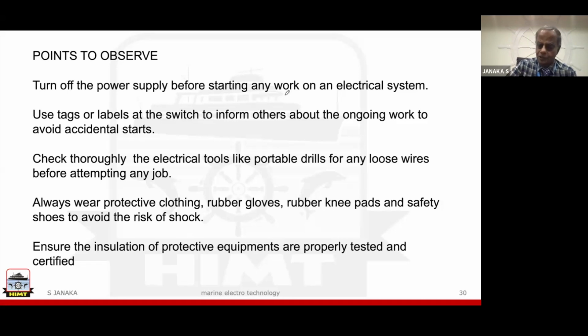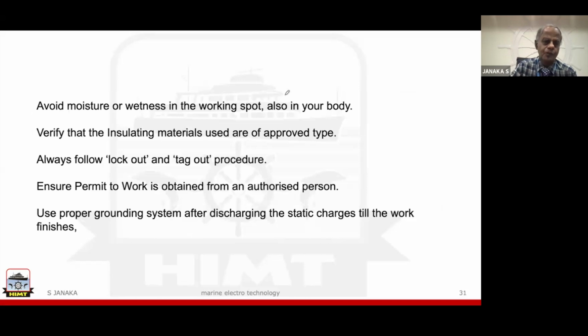Normally, the insulation, as a general rule, is tested for 2 times the operating voltage plus 1000 volts. Avoid moisture or wetness in the working spot, and also on your body. If you have a habit of sweating, better wipe the sweat, and if you are wearing gloves, put on inner cotton gloves and then use rubber gloves over them, so that the moisture can be absorbed by the cotton. If you are sweating too much, change the gloves frequently. The insulating materials you are using should be of the approved type.